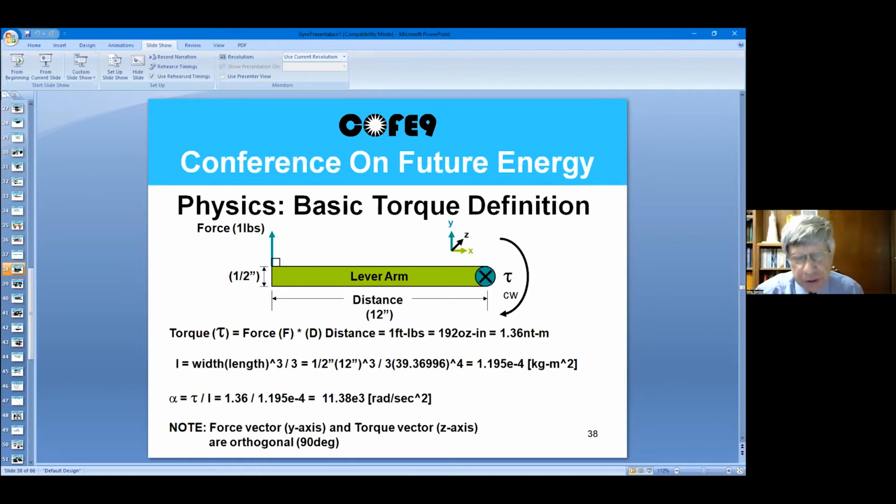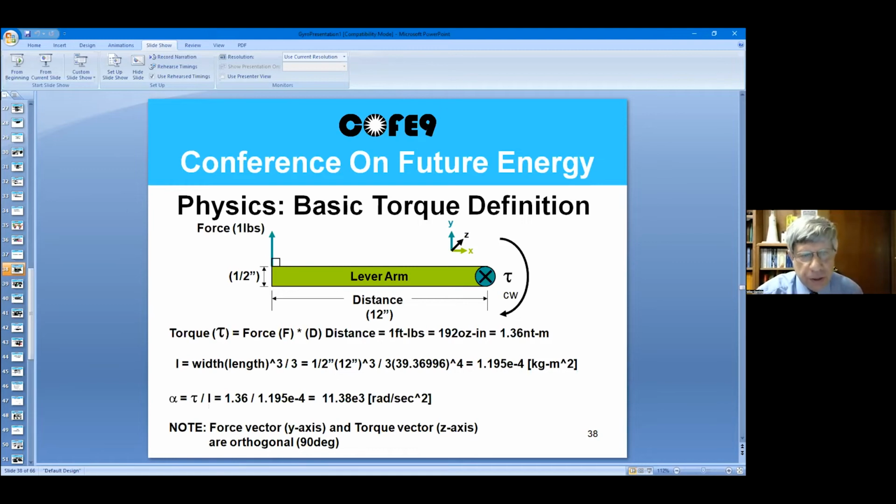Now, where it gets a little interesting here, when you take most physics problems, the lever arm is assumed to be massless. Well, that doesn't work in real world engineering. You have to account for the mass of the lever arm. So the next step is we start with the calculation of the inertia of the lever arm, which is the width times the length cubed over 3. So it's a 1/2 inch thick, 12 inches long. And then you got to convert that to metric. So you wind up with 1.195 e to the -4 kilogram meter squared.